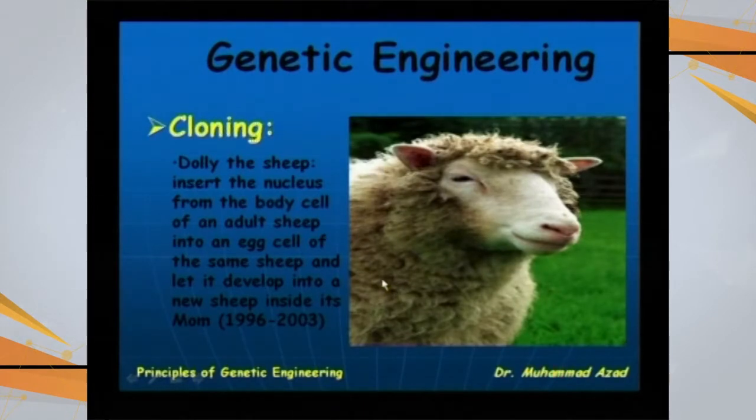And we have just gone to the extreme of cloning of animals. This is the sheep Dolly, which was the first animal made by gene cloning. Human genetic cloning is banned. These experiments are not allowed all over the world.